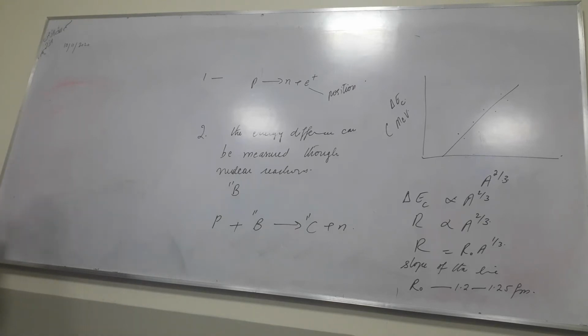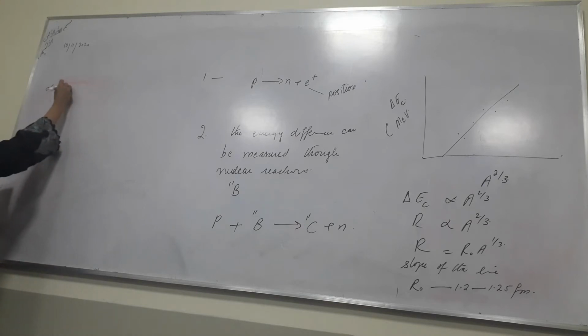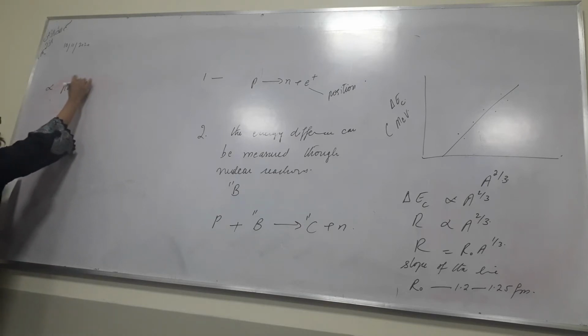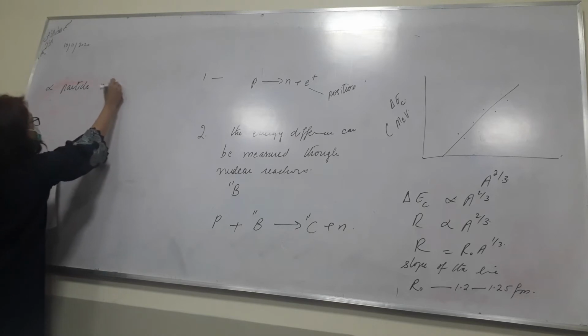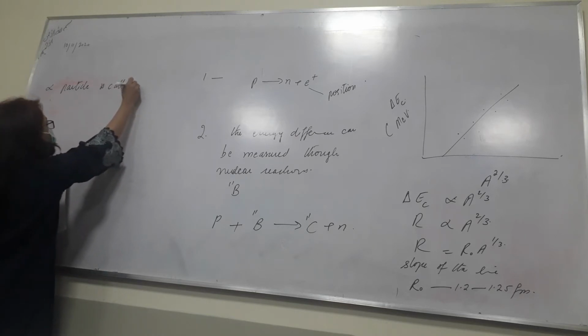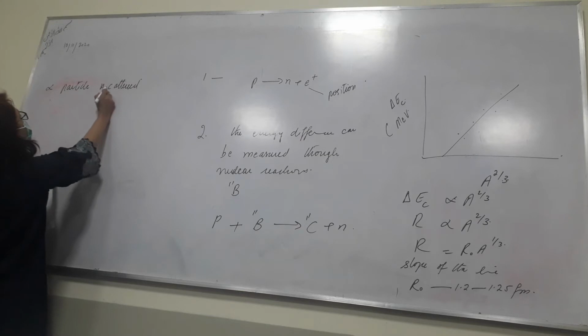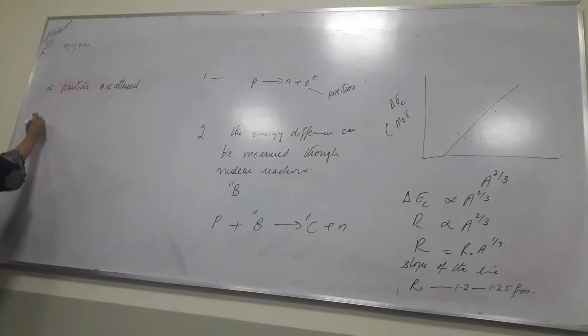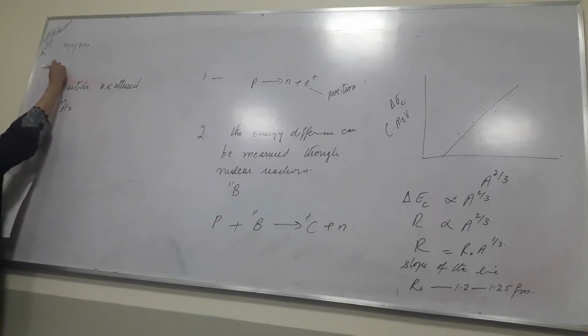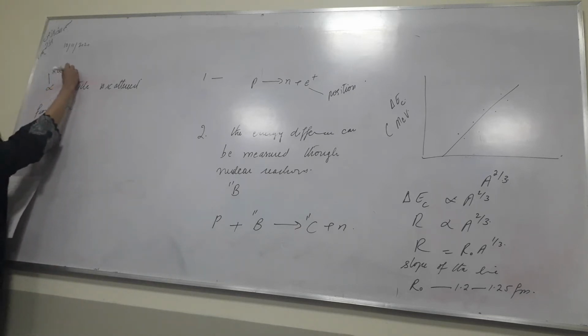Now there is another experiment in which an alpha particle is scattered from a gold foil. So, what is an alpha particle? It's a helium nucleus, right? So, alpha particle is a helium nucleus.